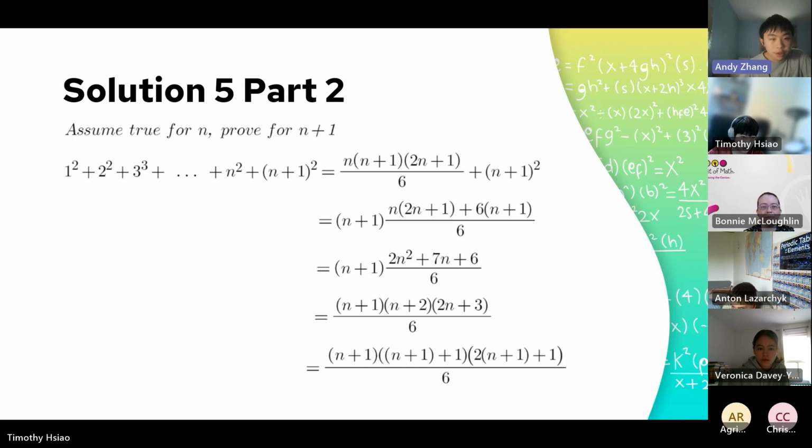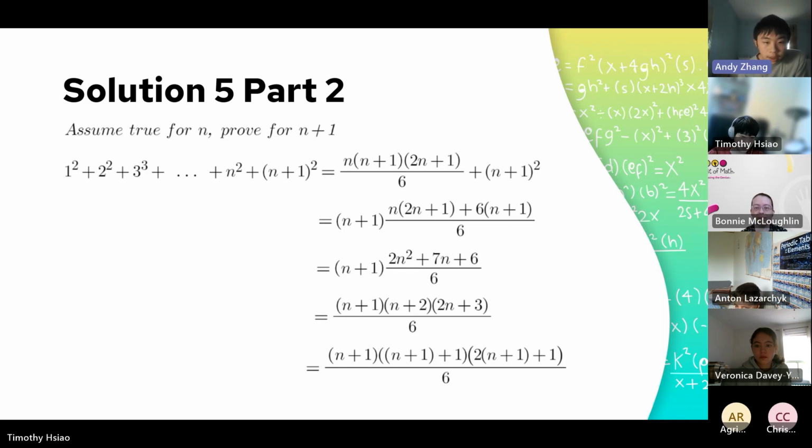On the left side, we just have the sum of squares all the way to n plus 1 squared. On the right side, we have the formula we're trying to prove plus n plus 1 squared. Now we can manipulate the right side a bit. We first factor out n plus 1 and then move to a common denominator, so that's where we got the 6 times n plus 1 over 6. After that, we can expand the numerator to 2n squared plus 7n plus 6, and then factor that into n plus 2 times 2n plus 3. We already factored n plus 1 before, so we can just move it back up in the numerator.